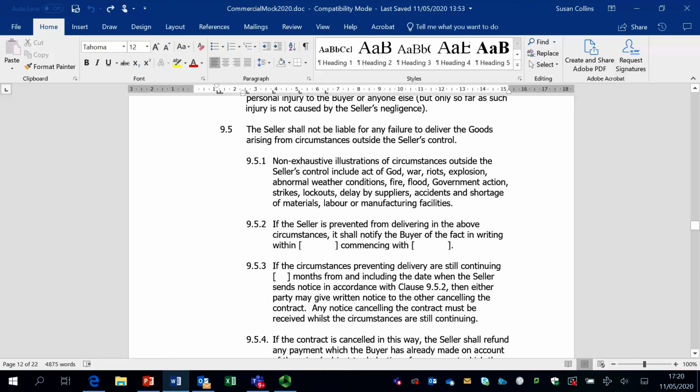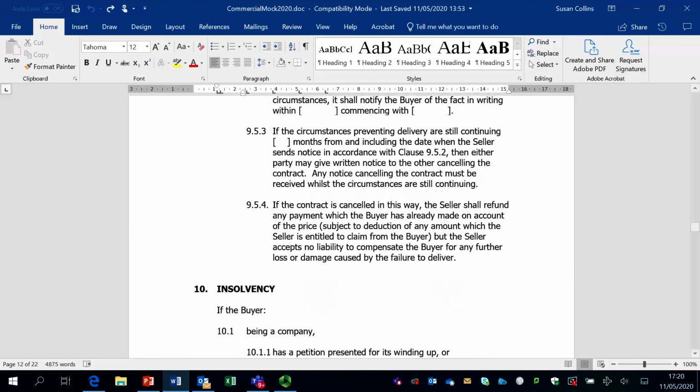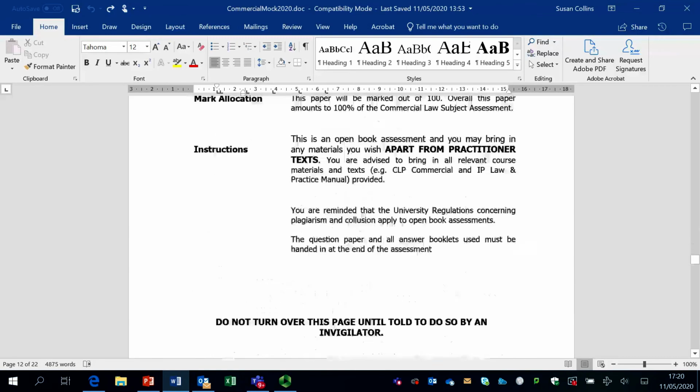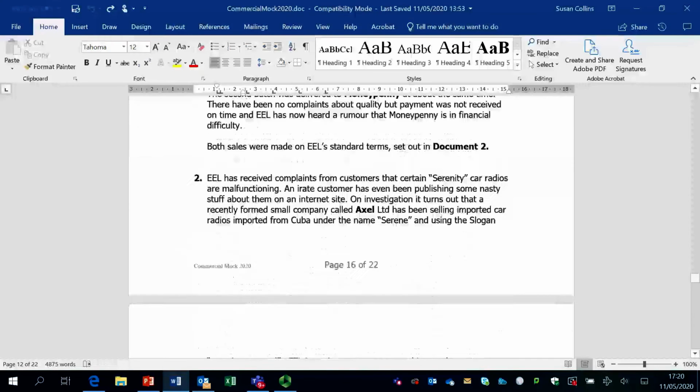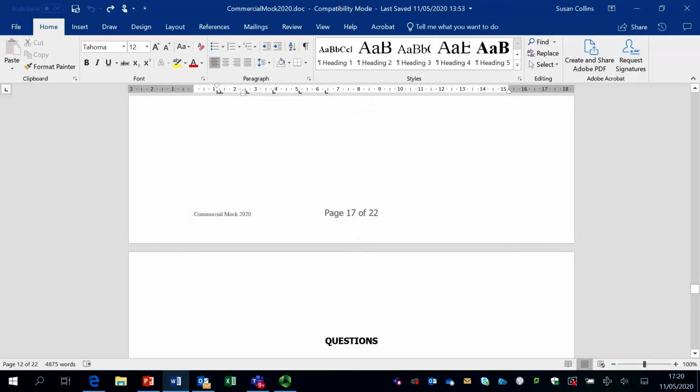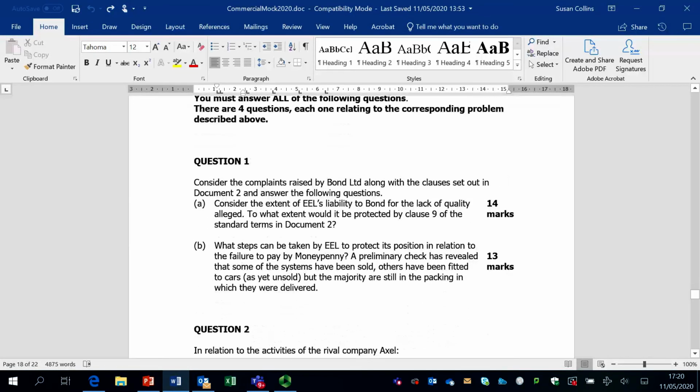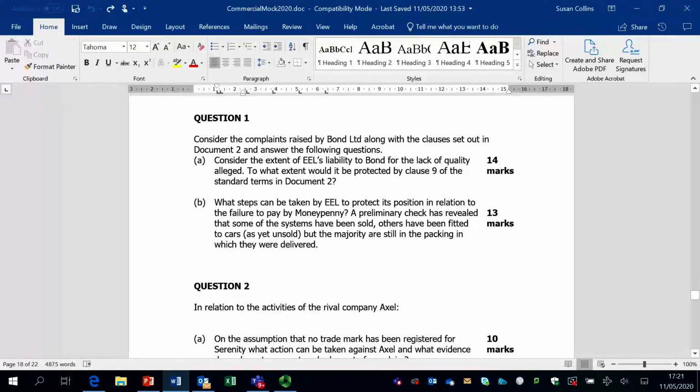Let's move on to question 1b. So flick forward again. So question 1b now. So see there also what's important at that first question is we answered both parts. We talked about the extent of their liability for lack of quality and then the extent of the protection in clause 9. And notice there's 14 marks there, so you would expect quite a bit of detail for 14 marks. In terms of question 1b there, steps to be taken by EEL to protect its position in relation to Moneypenny.